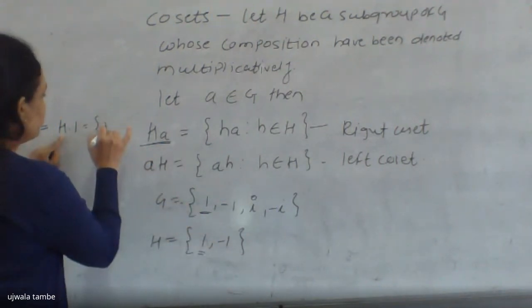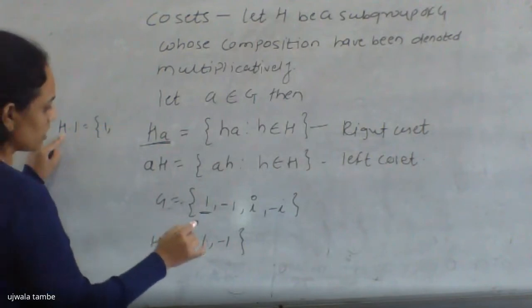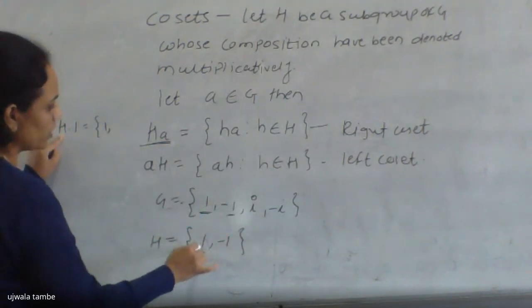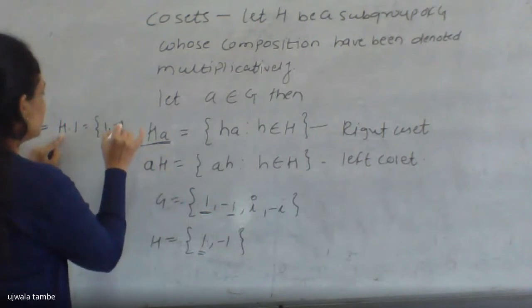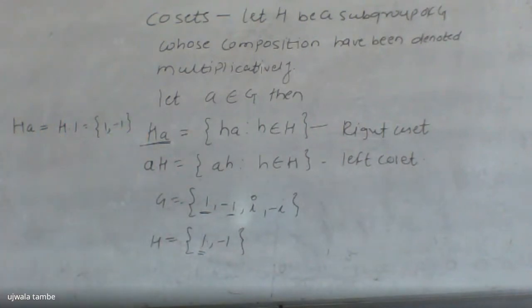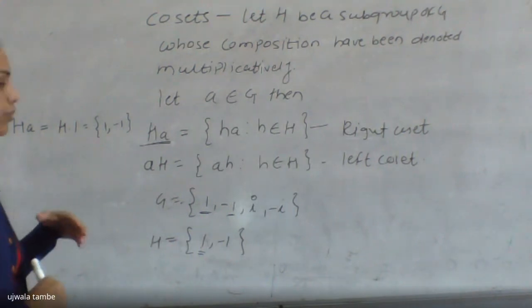So this is 1 into 1, 1. Okay. And what is another element? That is minus 1. So 1 into minus 1 gives us minus 1. So this is set 1, minus 1. Okay, got it? What am I trying to do here?